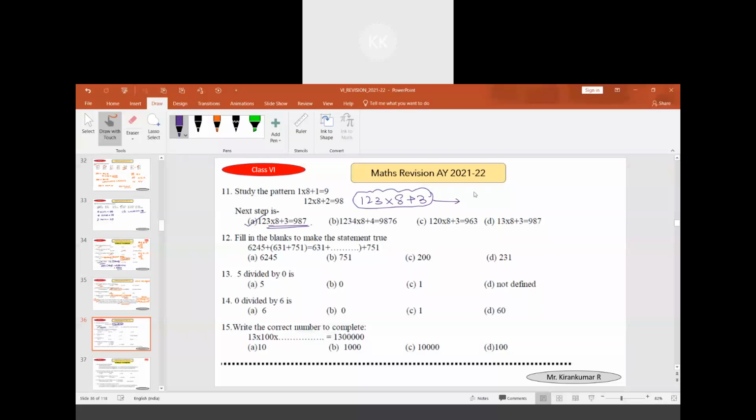What will be next to this? 1, 2, 3, 4 into 8 plus 4 equals 9, 8, 7, 6. After 4, 5, 6, it will continue.